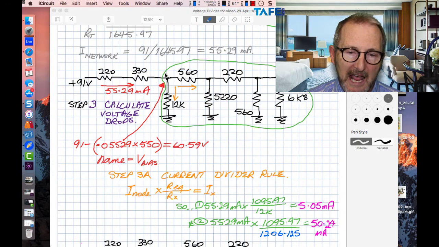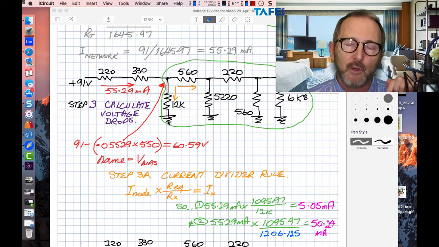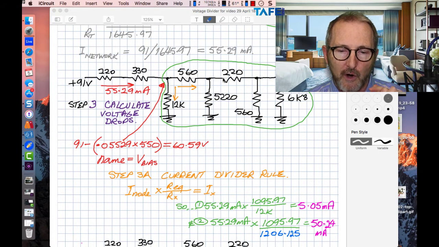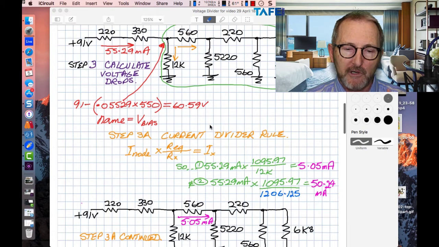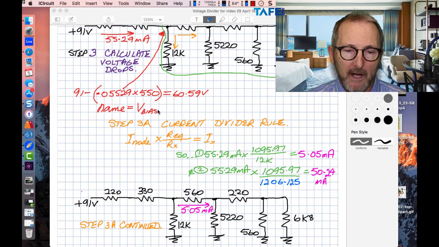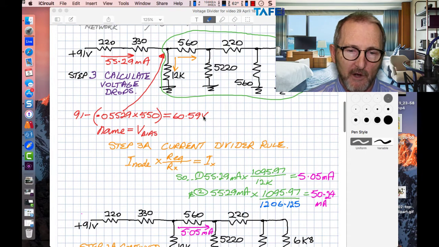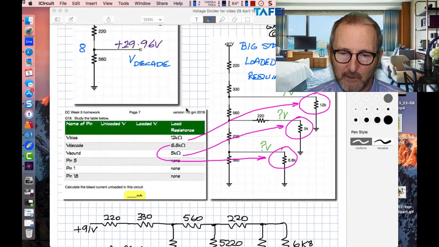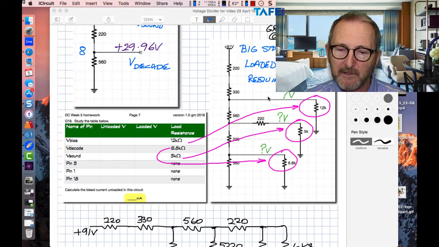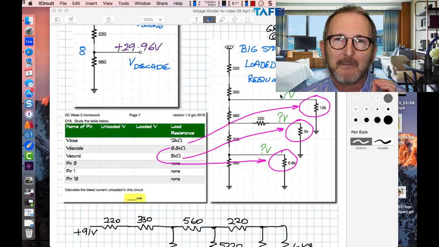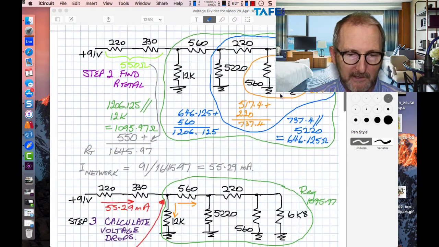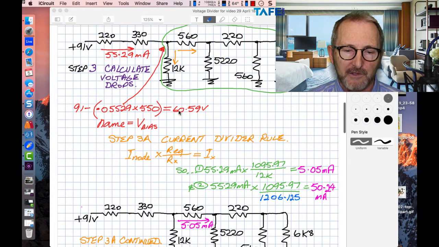And that's the voltage at this first node in the circuit with 2 orange takeoff points. So some current comes down through the 12K, and some current goes along to the right through the rest of the network. Step 3A. That 60.59 volts is actually the 12K's V bias. Let's just go up and have a look at that. There was my 12K. That's the V bias takeoff point. And now we've solved the first part of the riddle: 60.59 volts on V bias.